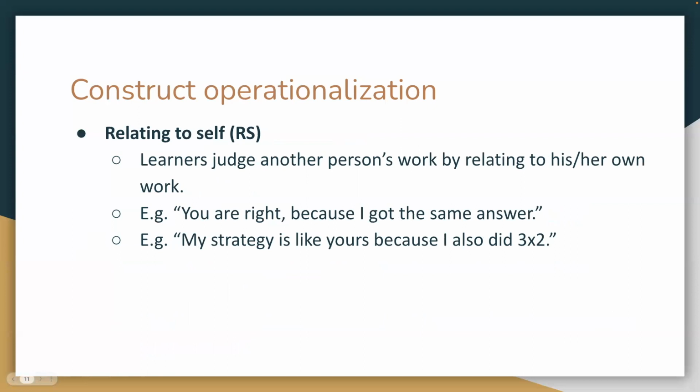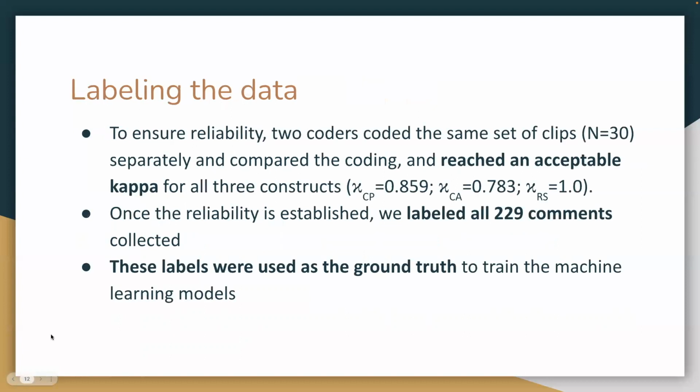We then identified and operationalized relating to self, which is the 3rd construct. This construct intends to capture the self-reflection behavior when students provide feedback. As a construct, it identifies behaviors when learners judge another student's work by relating it to his or her own work, reflecting on how the peer's work is similar or different from themselves, either on the problem-solving process or on the results. For example, the student writes, "Oh, you're right, because I got the same answer." Or another student could say, "My strategy is like yours because I also did 3 times 2." And these 2 would be a perfect example to show what relating to self looks like in these comments.